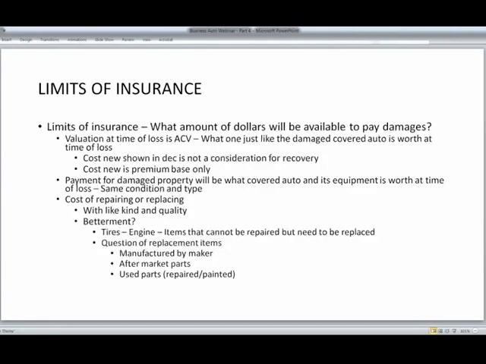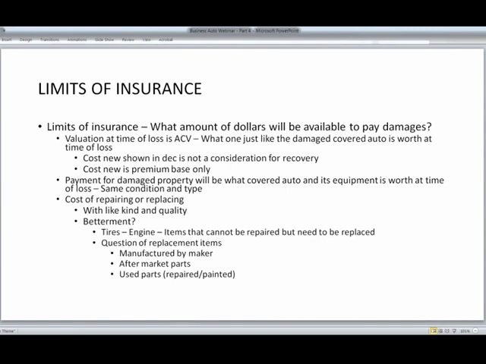So, limited coverage. What amount of dollars will be available to pay for damages? Valuation at time of loss is ACV: what one just like the damaged auto is worth at time of loss. That includes the make, model, serial number, all of the equipment that is a part of the vehicle, as well as the condition of those vehicles. The cost new shown in the deck is not a consideration for recovery. The cost new, which is the standardized method of setting the premium, is for premium basis only.